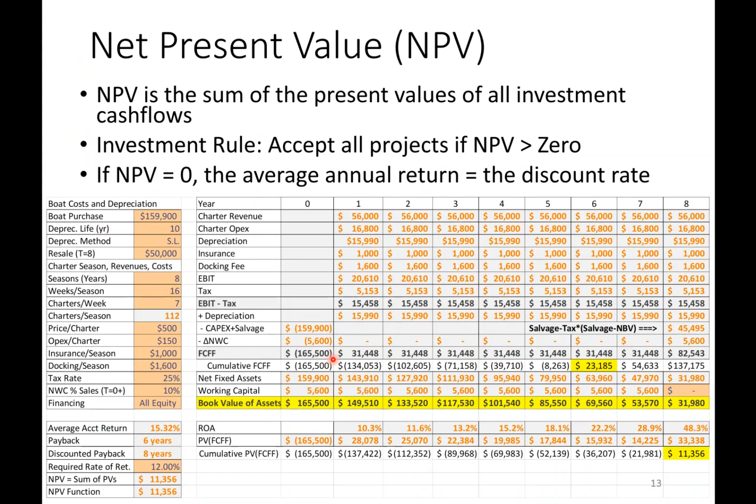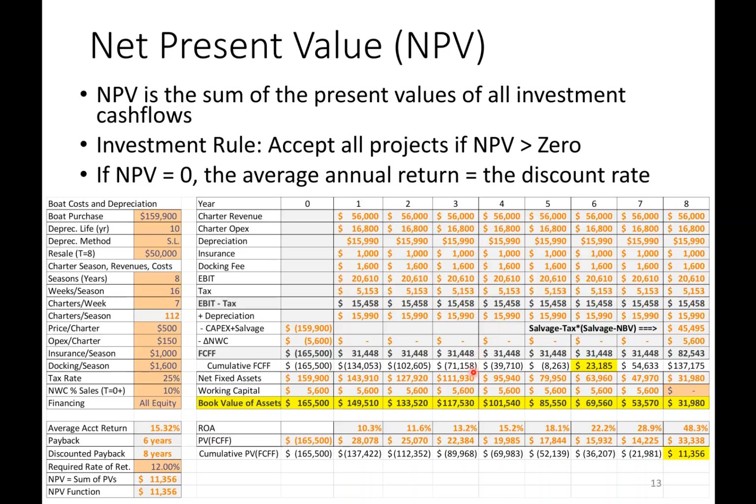My next measure, net present value. This is the main measure which firms use, including IRR. And in finance theory, it should be really the one rule you should use all the time. And NPV is just the sum of the present value of all cash flows. And in theory, you accept all projects in which the NPV is greater than 0. And what that does, that ensures that you've earned that discount rate, a rate of return equal to or greater than that discount rate.